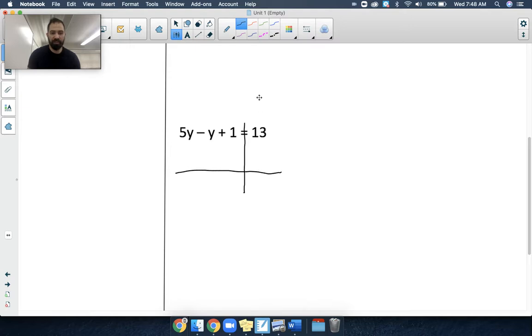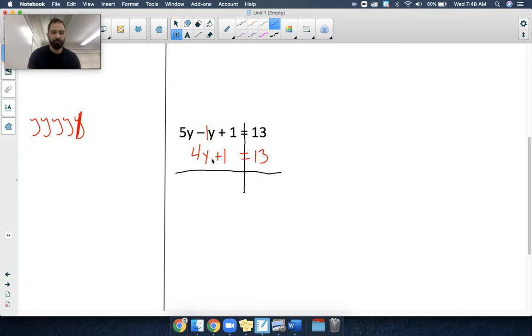As a visualization, I'm going to go off to the side here. We have 5 y's. So 1, 2, 3, 4, and 5. And if I subtract y, remember that's a 1y, I'm going to take 1 away. So how many y's do I have left? Well, I have 4 y's left. And plus 1 equals 13.